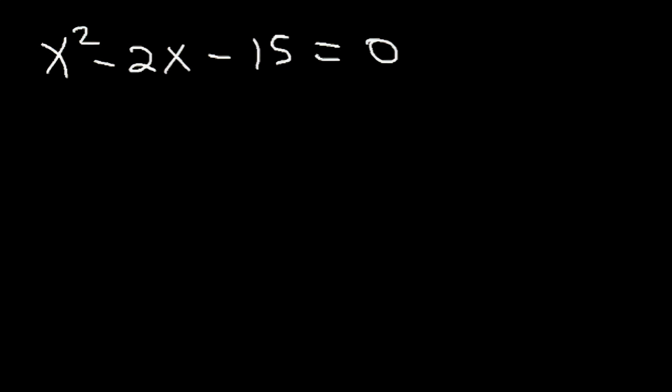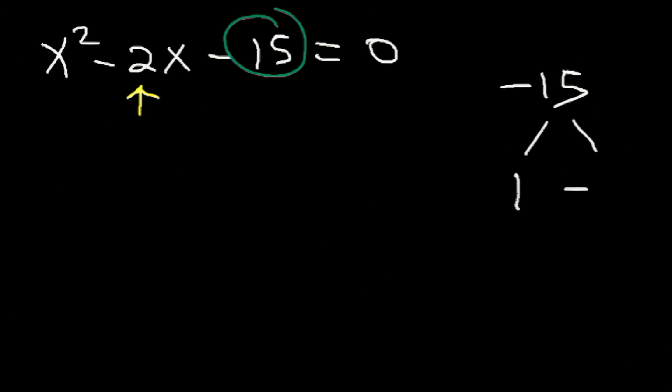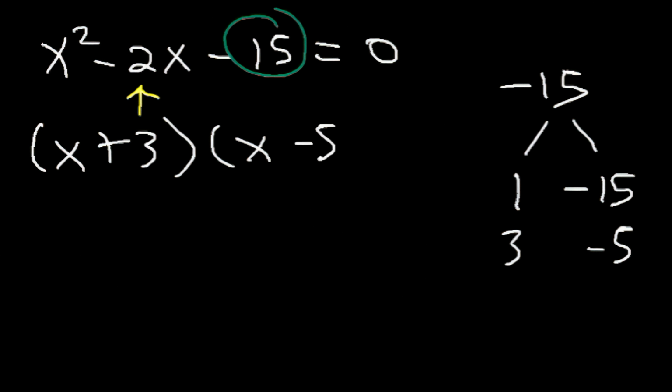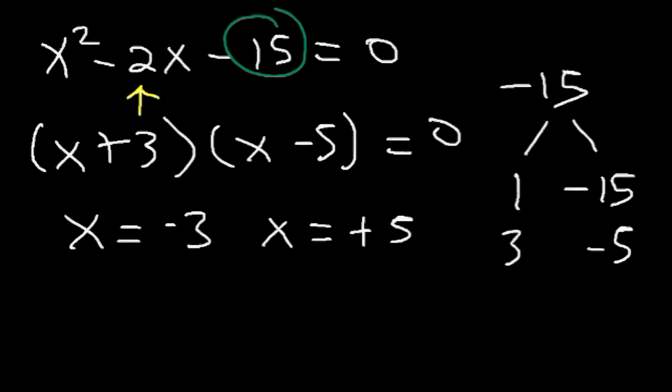Try this one. x squared minus 2x minus 15. Solve for x. So what two numbers multiply to negative 15 but add to the middle number, negative 2? So it's not 1 and 15. 3 and negative 5 could work. 3 times negative 5 is negative 15, and 3 plus negative 5 is negative 2. So it's going to be x plus 3 times x minus 5. Therefore, x is equal to negative 3 and positive 5.